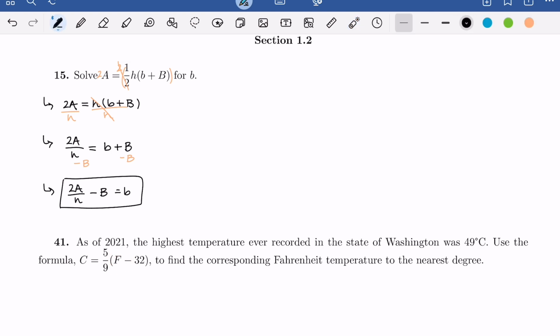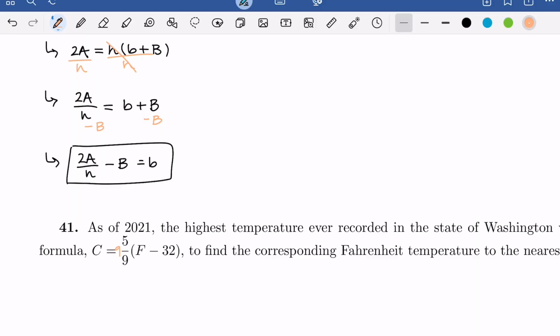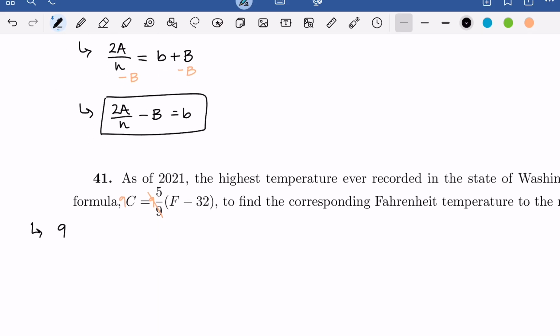So we are going to again be solving for a specified variable before we can answer this question, and we're going to be solving for F. Now to do so, we again can multiply both sides of our equation by what we have in our denominator. Doing so, these 9's are going to cancel, and we're going to be left with 9 times C is equal to 5 times degrees Fahrenheit minus 32.